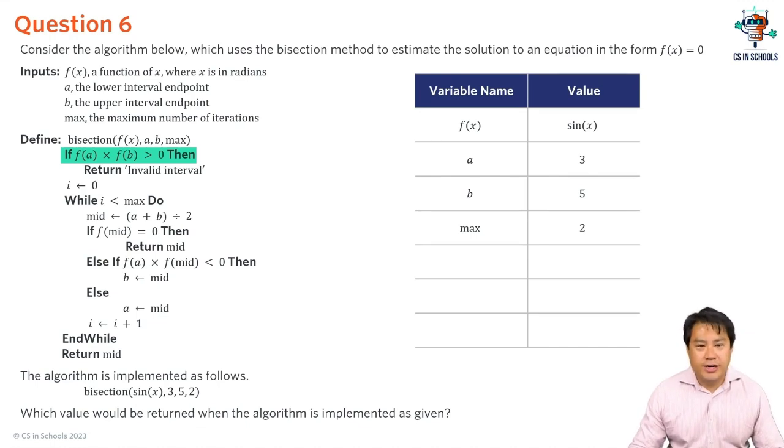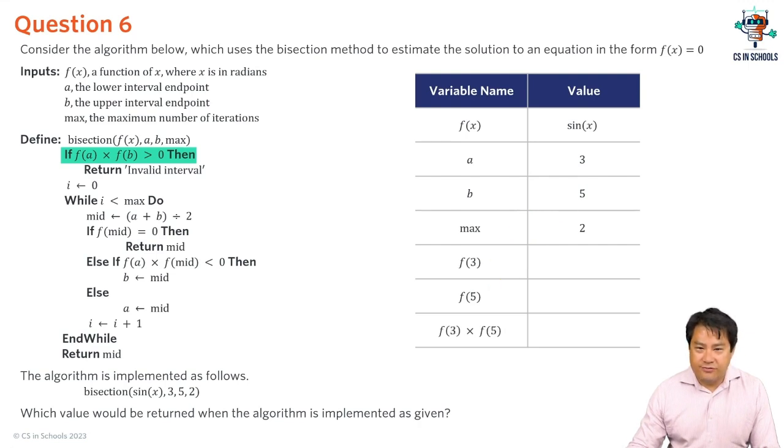So the first line of code here is an if statement, and it's checking to see whether f of a times f of b is greater than 0. So to evaluate that condition, what we're going to do is pop those expressions into our trace table there: f of a, f of b, f of a by f of b. So the next step is to substitute the variables with their values.